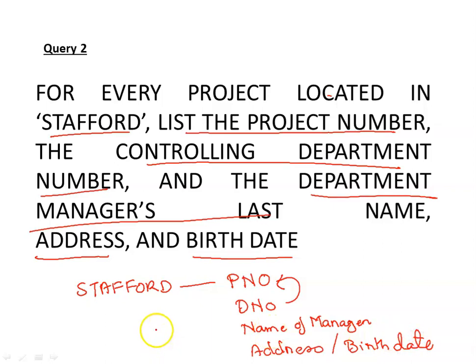So you have been given only one value, that is the project location. So based on this information, you find out which are the project numbers that are located in Stafford, what is the controlling department number, name of the manager, the address of the manager, and the birth date of the manager. We look at the schema.